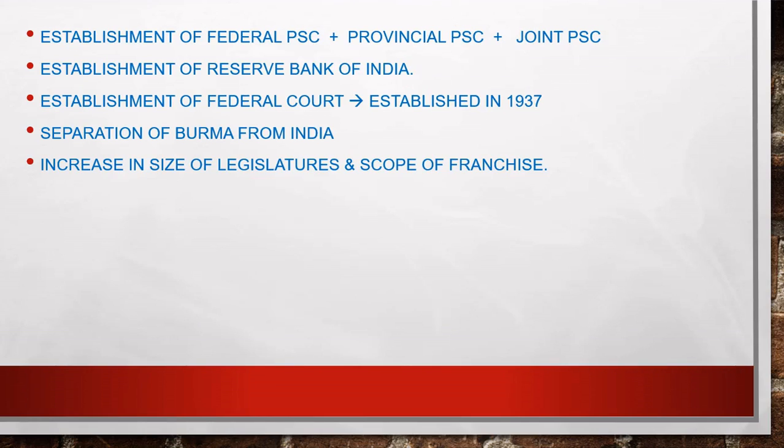So the federal court is the court which resolves the disputes arising between the units of federation. Means any dispute between center and state, any dispute between two states, these disputes are resolved by the federal court. So a federal court was established in order to resolve the disputes between the units of federation, for example, central government and state government, or two state governments. For example, if there is a dispute between the governor of Bengal and the governor of Bombay presidency, then who will solve this problem? Definitely the federal court was authorized to solve that problem.